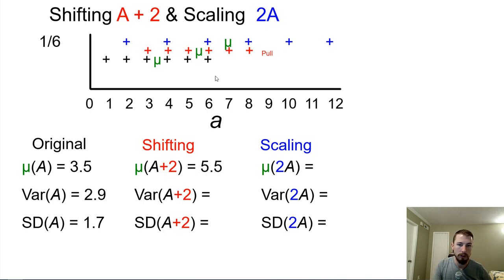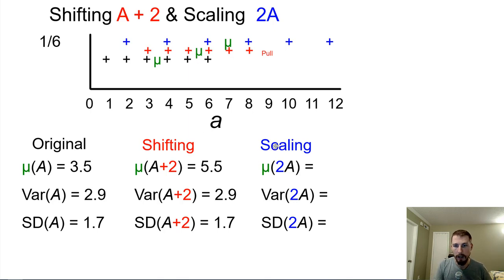The variation, if you notice the spread of this data, it's the exact same data, it's just shifted over. So the measurements of spread, like variation and standard deviation, are going to remain unchanged because the deviation is calculated from the mean, and the mean shifted with the data, so it doesn't change the actual spread. But what happens when we scale?